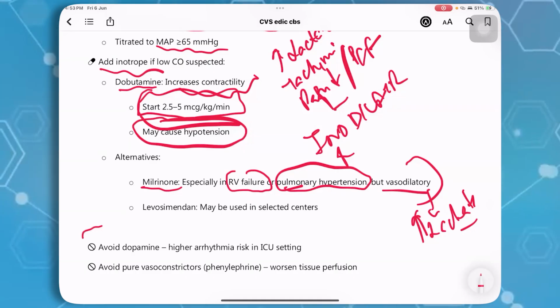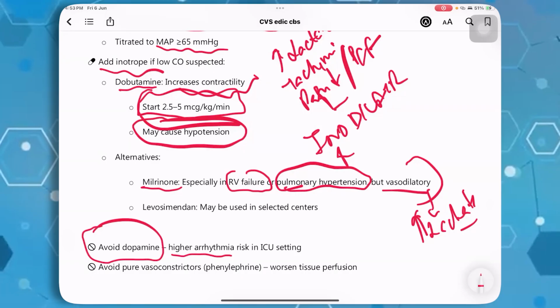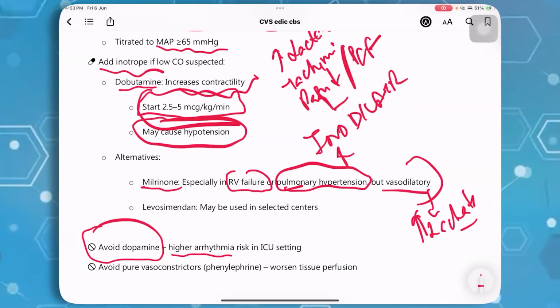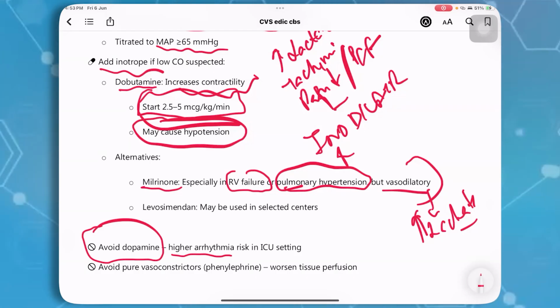Avoid dopamine. You should not use dopamine. It has higher arrhythmia risk in the ICU setting, specifically in a patient who has been taken up for a primary PCI for LAD territory. You should avoid using dopamine initially. Why? Because it will lead to increased arrhythmias.